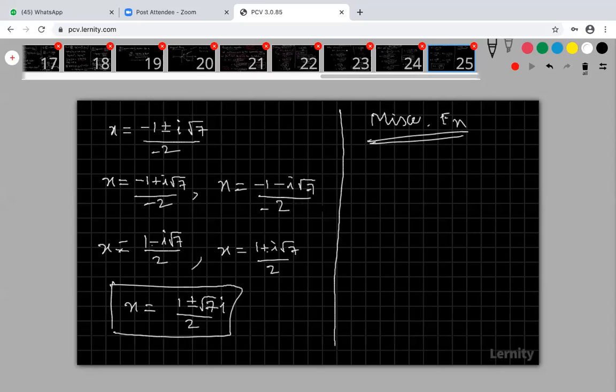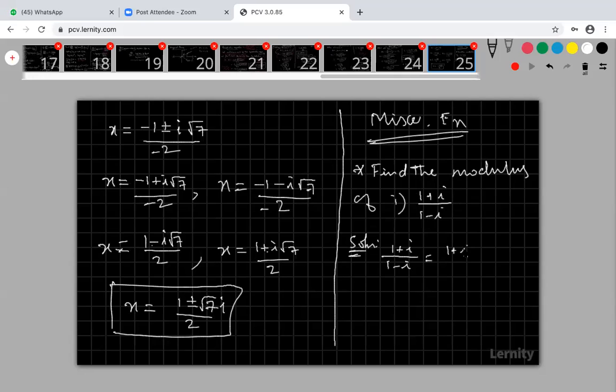Find the modulus of question number 1, 1 plus i by 1 minus i. How to find the modulus? First of all, you write that term in a plus ib form. How to write this in a plus ib form? 1 plus i, 1 minus i.